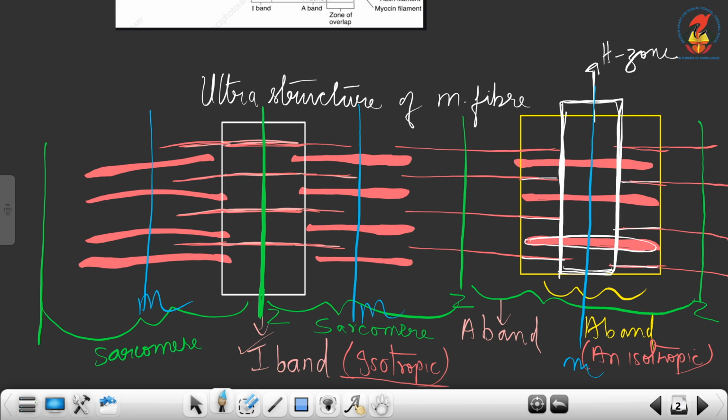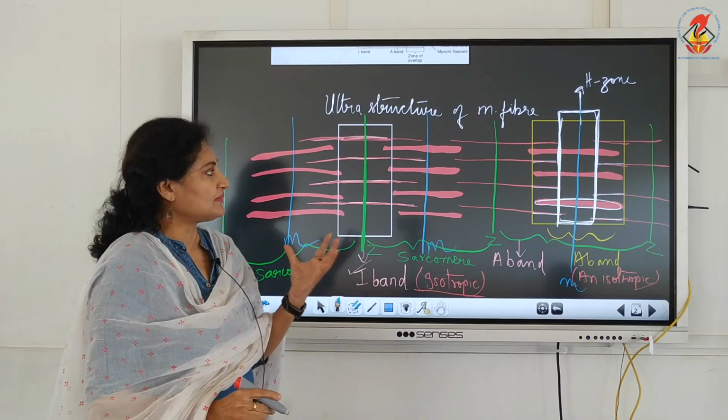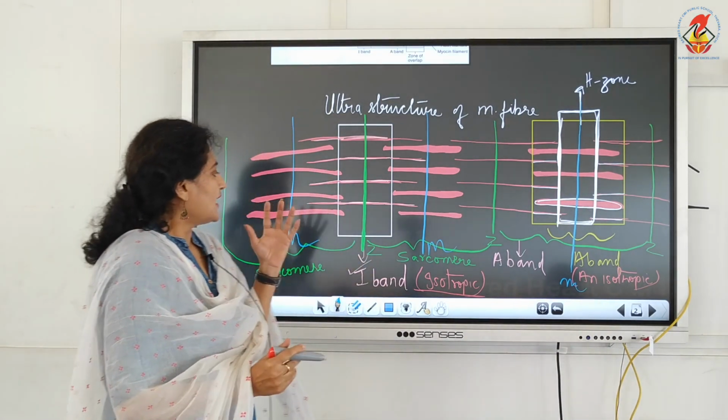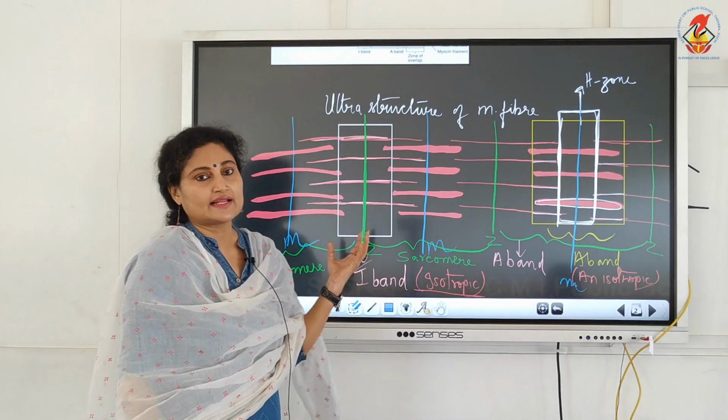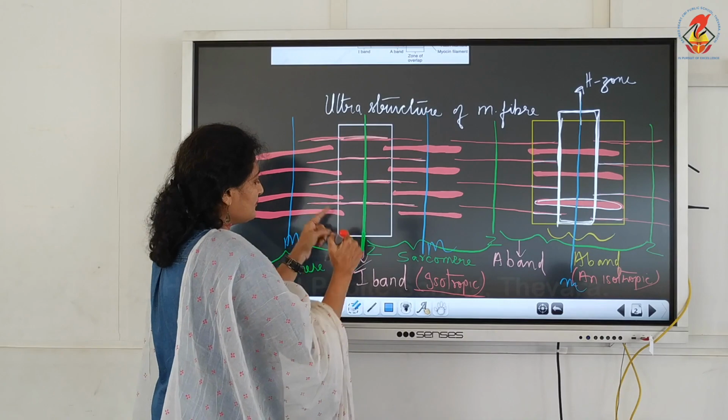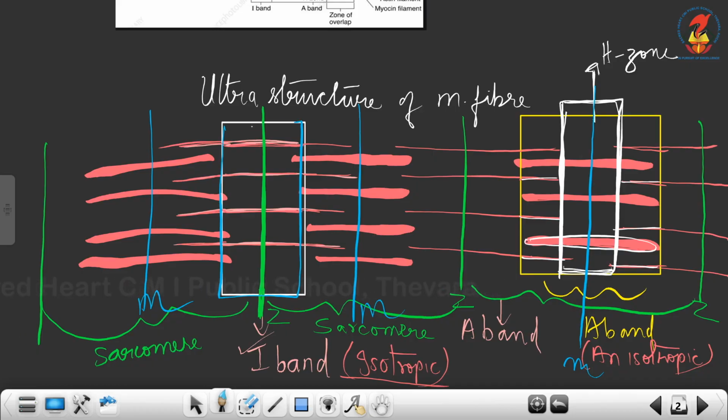I hope you have understood the striations or the ultrastructure of a muscle fiber. Once again, there are alternate dark and light striations. The dark band is the A band and the light bands are the I band, and if you focus, the I band exclusively comprises thin filaments or actin filaments, and the central line running through it is called the Z line. The A band comprises the region that has the full length of the myosin or thick filaments and at the edges overlapped with the thin filaments.